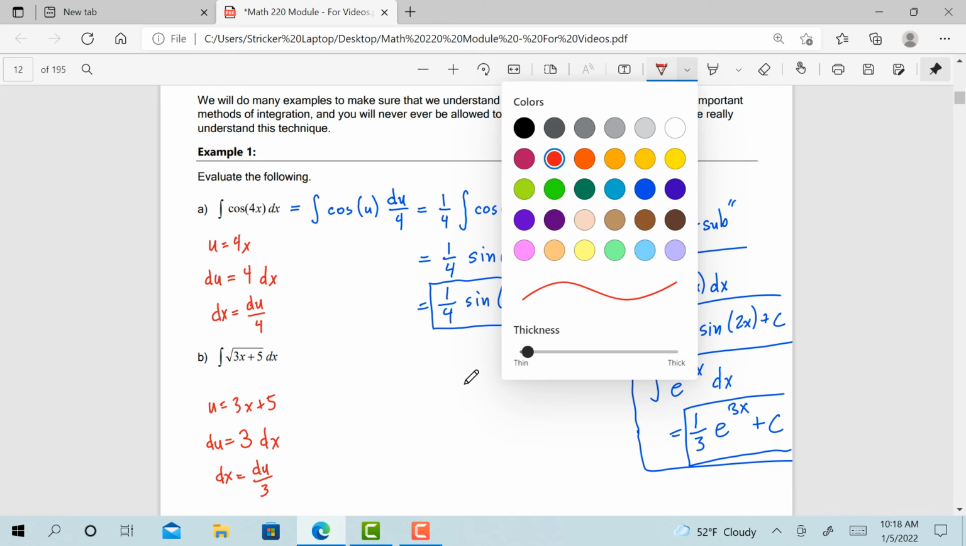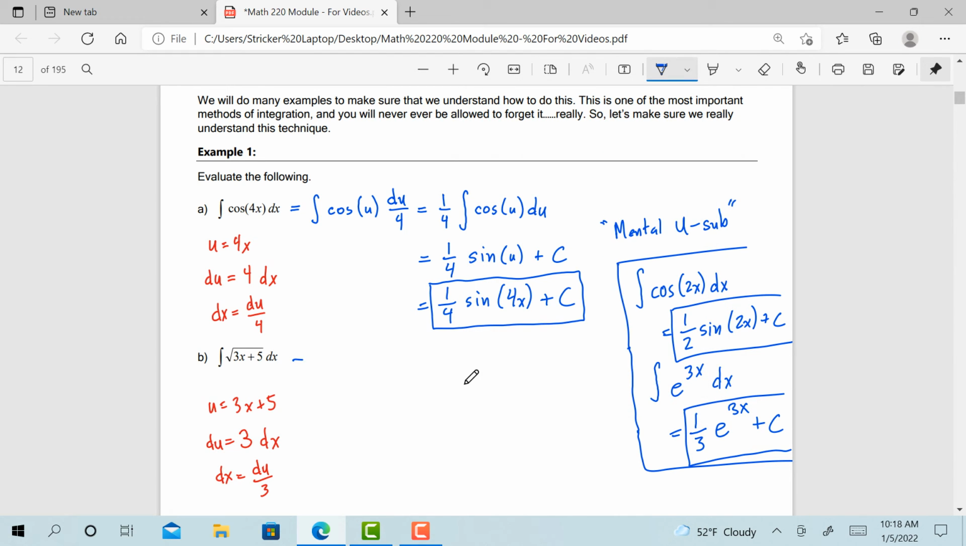And then we'll make our substitutions, and you end up with the integral of the square root of u, and dx is du over 3. And then it's always nice, anytime we have square roots, to treat it as a power, so that's u to the 1/2 power. And I'm going to move that 1/3 to the front like we did in the last example. And then we can just use the power rule. So leave the constant there.